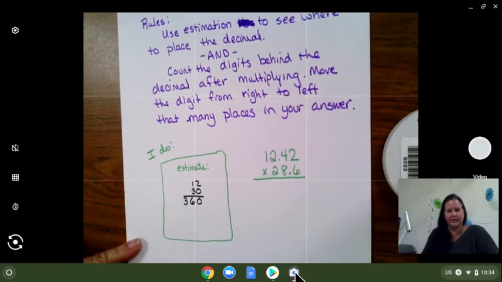All right, let's actually do this problem. So remember, when you multiply with decimals, first you just ignore the decimals and you treat this like a regular multiplication problem.